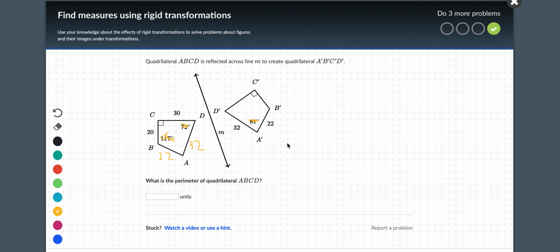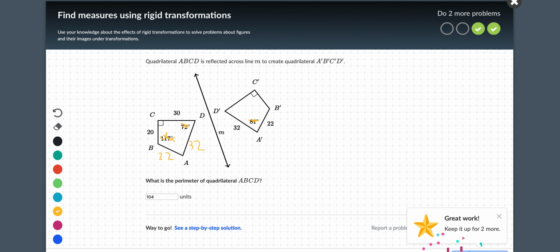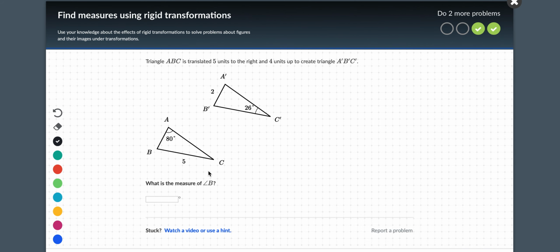So now we'll just add them all together. 20 plus 30 plus 22 plus 32, and that's 104 units. So yeah, we'll do a few more real quick.